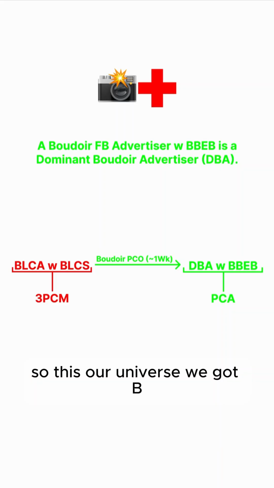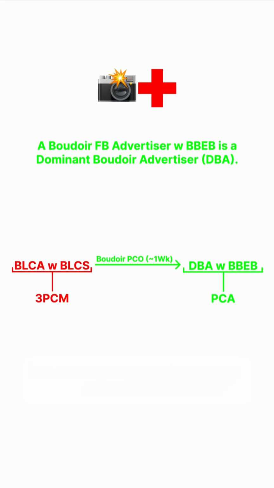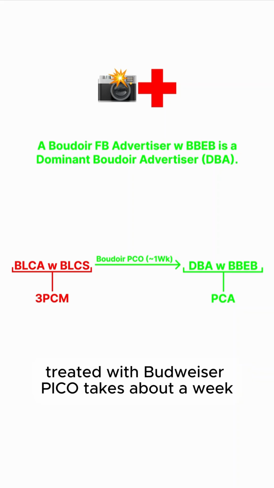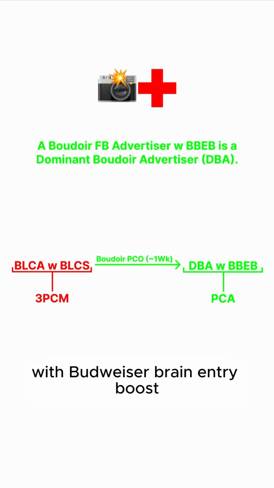So this is our universe. We've got BLCA with BLCS. It's caused by the 3 pre-click mistakes. We get treated with Boudoir Pico, takes about a week. We achieve pre-click alignment. We become a dominant Boudoir advertiser with Boudoir brain entry boost.